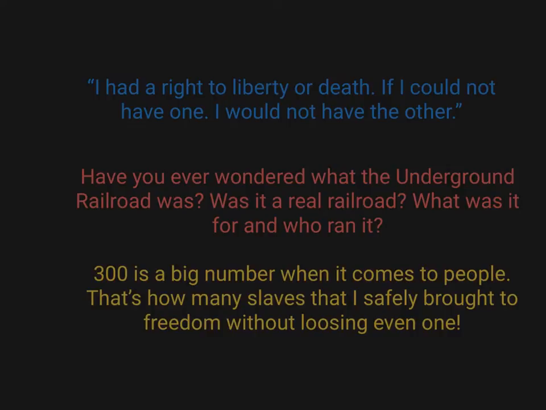Now that you have your 3 hooks written out on a sheet of paper, I'd like to share with you the 3 hooks that I came up with. One of them is a quote, in blue. "I had a right to liberty or death. If I could not have one, I would not have the other." Notice I have them in quotation marks. If you have a quote from your famous person, make sure they're in quotation marks as well.